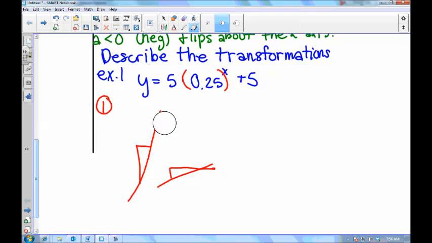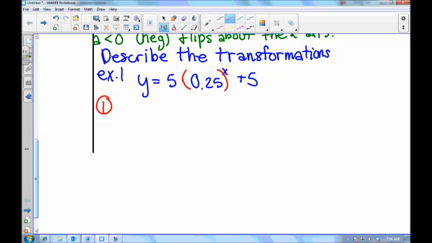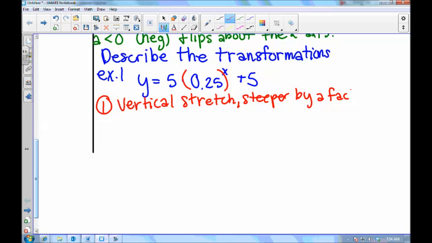Okay, and we do need to say by the factor of 5, like he said. So we have a vertical stretch. Make sure you list it out, please. It's going to get steeper by a factor of 5.